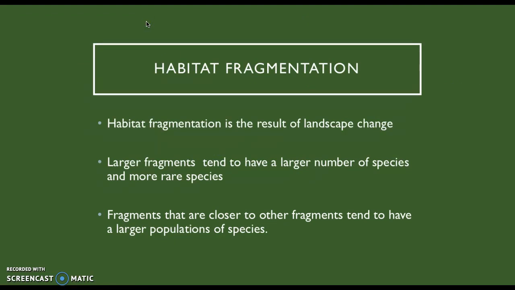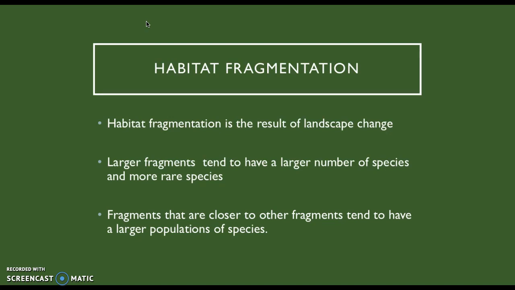So now a little bit into habitat fragmentation. Habitat fragmentation is the result of landscape change where habitats have been sectioned off into fragments. There are a few patterns that are seen in habitat fragmentation. Fragments that are larger tend to contain a higher variety of species than fragments that are smaller, as well as more rare species than smaller fragments. Fragments that are closer to other fragments tend to have larger populations of species too.